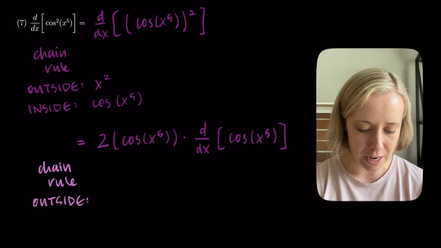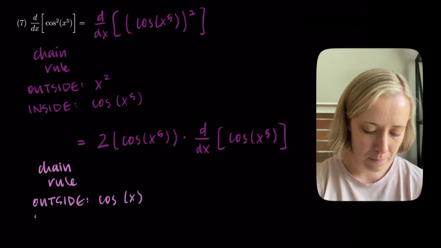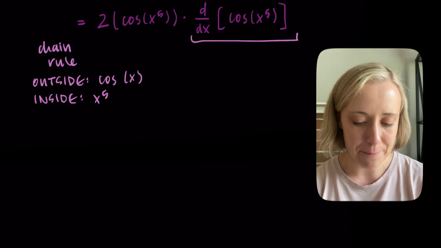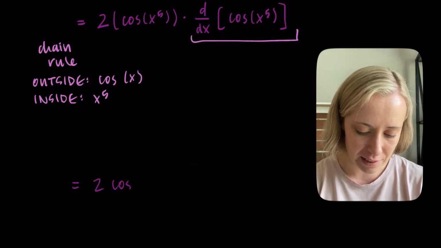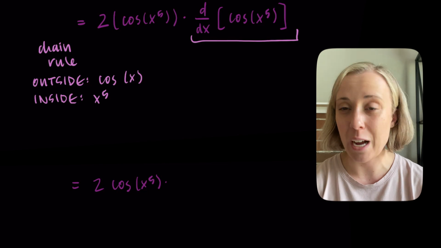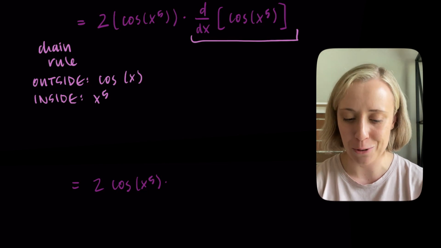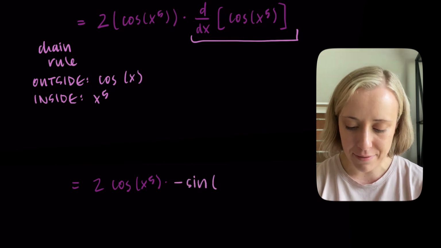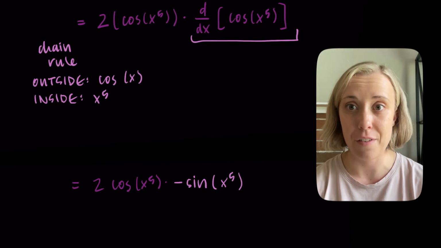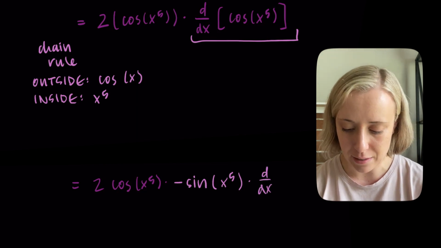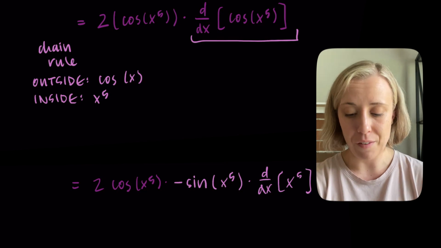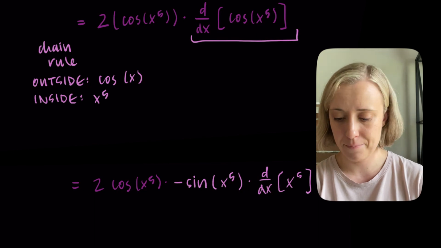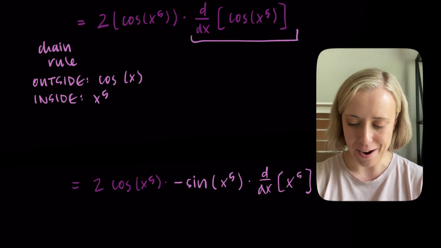Here our outside function is cosine, and the inside function is x to the 5th. Okay, so 2 cosine of x to the 5th, and then we have multiplied by this next derivative, which has another chain rule. The derivative of the outside is negative sine, and we leave the inside alone, so negative sine of x to the 5th. Then we take the derivative of the inside, so the derivative of x to the 5th. And we're almost there. We can write our final answer.